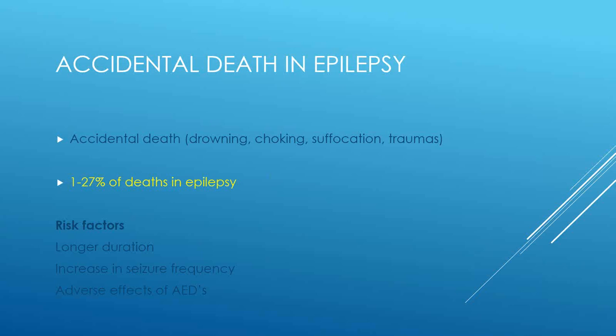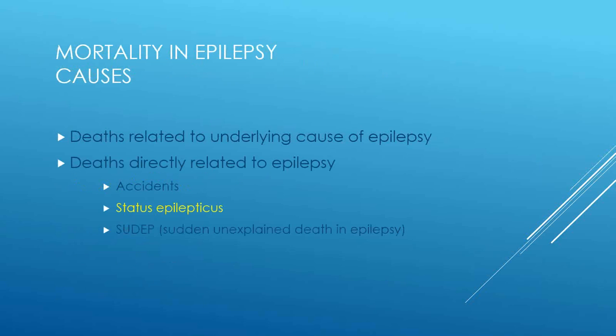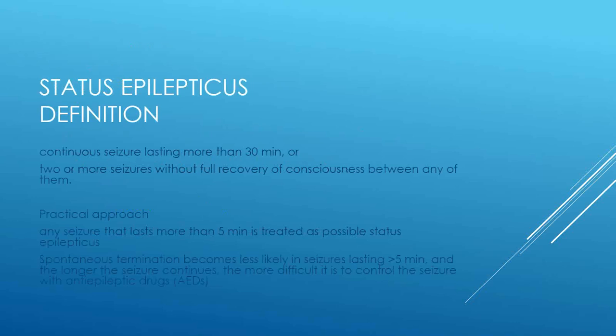So accidental death may occur most commonly due to drowning, but also due to choking, suffocation, or head trauma. The estimates of how frequently this happens are very variable, anywhere between 1 and 27% of deaths in epilepsy patients. Risk factors are also obvious. Longer duration of epilepsy, increase in seizure frequency, and side effects of anti-seizure medications are all considered responsible for this accidental death. We'll talk more about the other two causes of death that are related to epilepsy. And first, we will focus on status epilepticus.